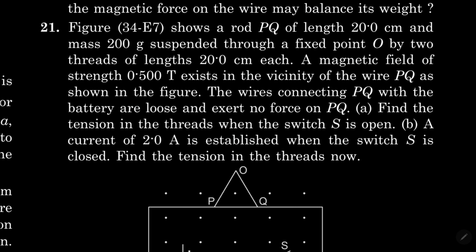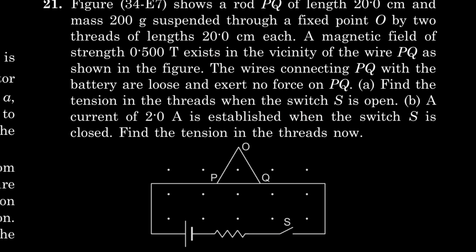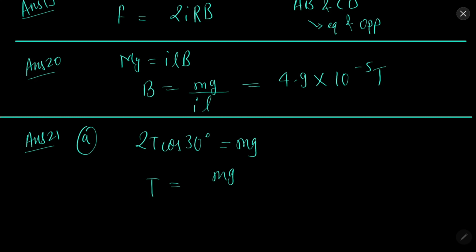In question 21 we need to find the tension in the thread when the switch S is open, and when a current of 2 ampere is established when the switch is closed, find the tension in the thread. Solution 21. When the switch is open, 2T cos 30 degree equals mg, T equals mg over 2 cos 30 degree. From here tension will come out to be 1.13 newtons.